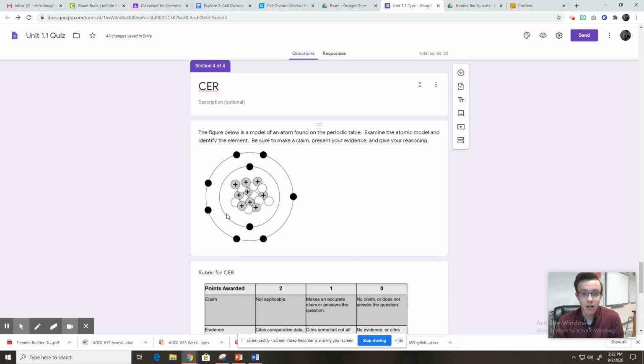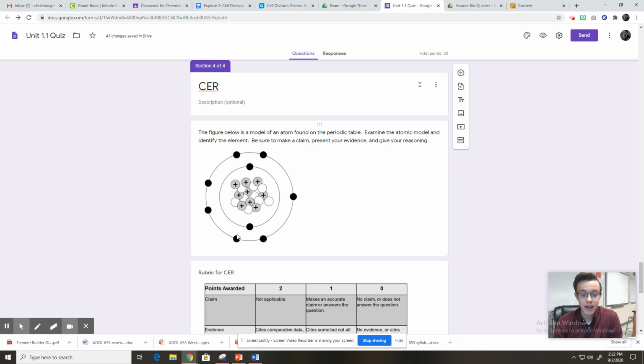Below we have a CER. This is your first one since doing the CER carousel feedback practice from the first week, and I'm going to walk you through exactly how to set it up. Okay? So the figure below is a model of an atom found in the periodic table. Examine the atomic model and identify the element. Be sure to make a claim, present your evidence, and give reasoning.